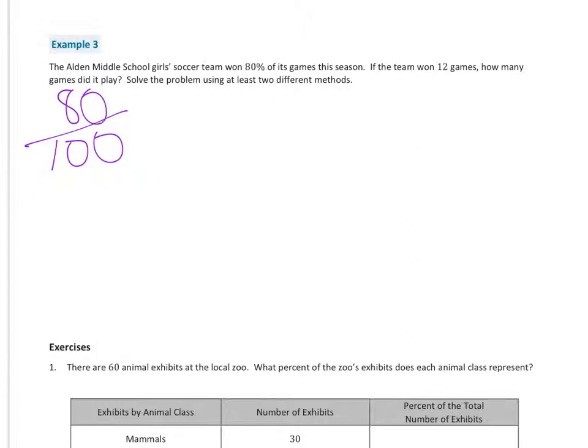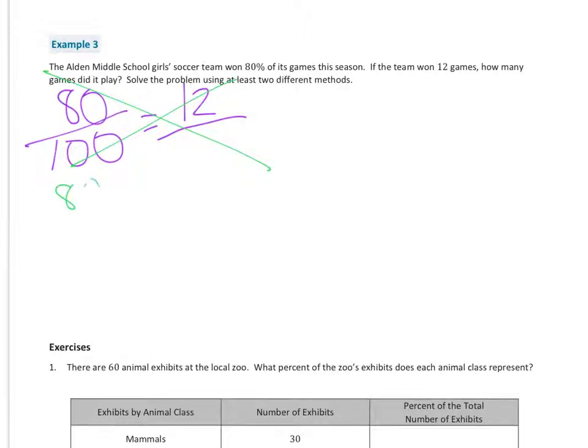But they didn't play 100 games. So we know that they won 12. So that 80 gets turned into a 12 somehow. So what does the bottom get turned into? Well, here's where we run into a problem, because 80 is not evenly divisible by 12. So this method's not going to work for us. So let's think of it in a different way.